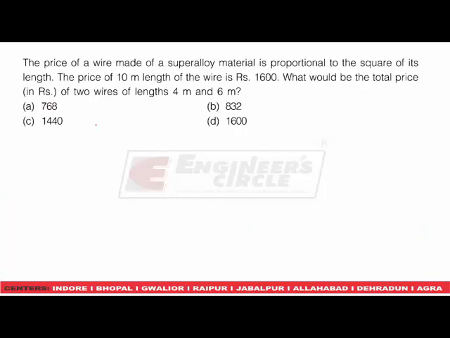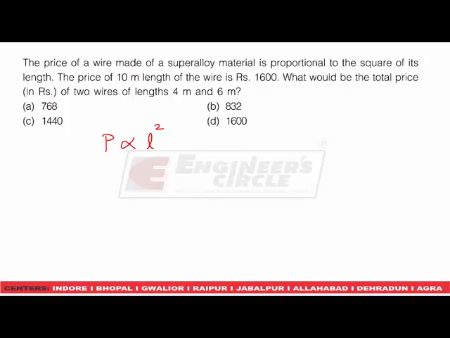The next question is, the price of a wire made of a super alloy material is proportional to the square of its length. The price of 10 meter length of the wire is 1600. What would be the total price in rupees of two wires of length 4 meter and 6 meter? So if the price of wire is P, and the length of the wire is L, so P is proportional to L square.